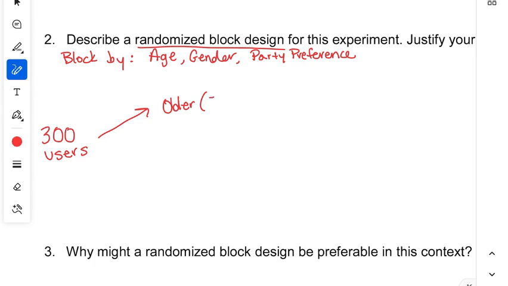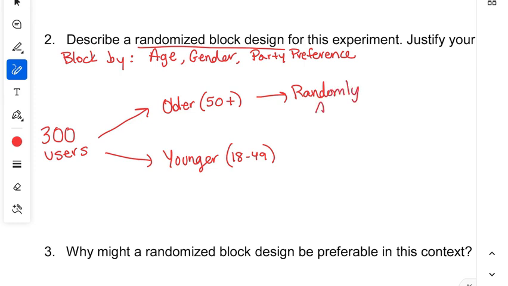So I'm going to say older. I'm going to say it's definitely going to have to be 50 plus. And then we're going to say our younger group. Even then, we could probably split into 3 groups. Let's say 18 to 49. Yeah, these are large groups. It would be better if we blocked it and did smaller groups. But this is just an idea of what we do. Then what do we do after we block them? We're going to do random assignment.